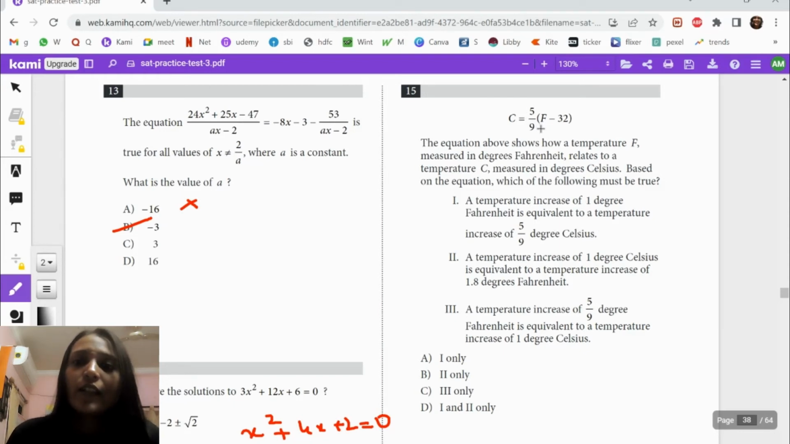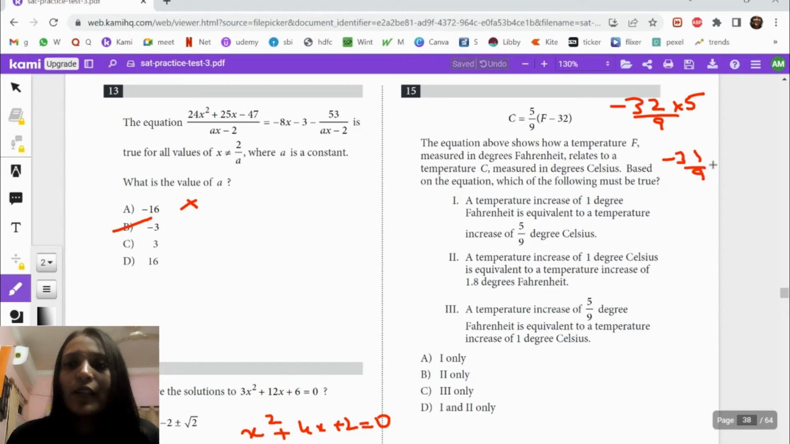If my Fahrenheit was 0, then my value would have been minus 32 by 9 times 5. And if my Fahrenheit has increased by 1, so instead of 0 it was 1, this would be minus 31 by 9 times 5. So overall, my value has increased by 1. If we subtract the two, your value would just be 1 by 9 is the increase. It's not an increase of 5 by 9. So this is definitely wrong.